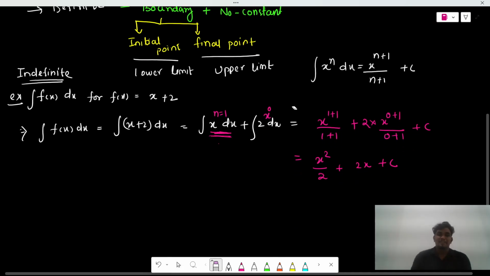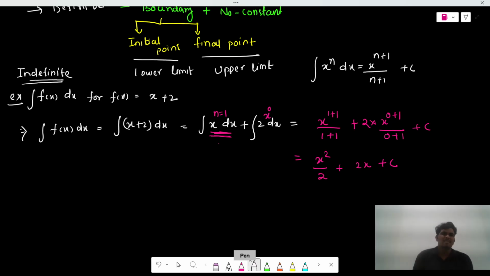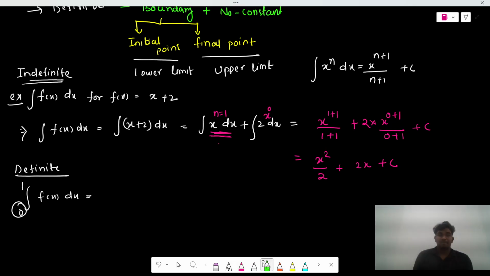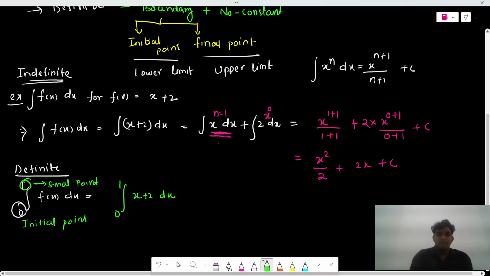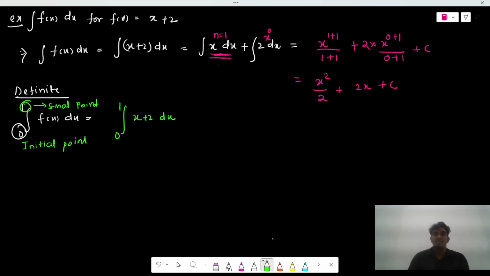Simple, right? Next, we're going to solve definite integration. Same question, just we have to set a limit. Let's say from 0 to 1, f of x dx. Now, this point is known as the initial point, and this is known as the final point. Now, the integral from 0 to 1 of x plus 2 dx. Now, let me draw this graph for you, then we'll solve it.